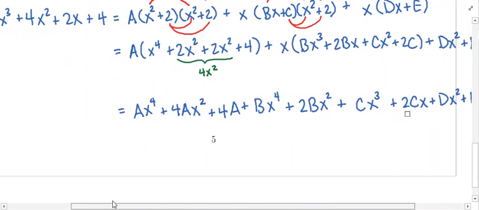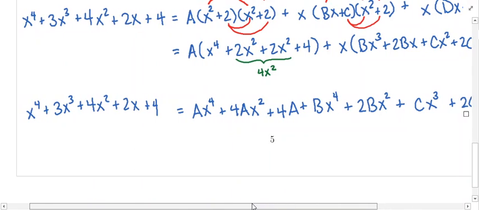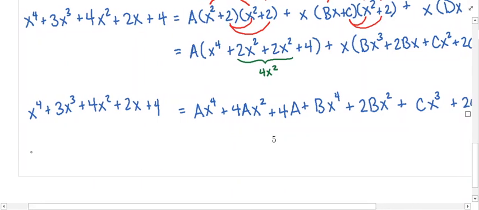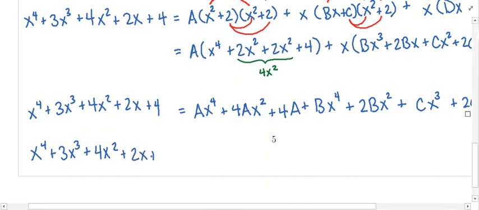All right, remember, this is all equal to x to the 4th plus 3x cubed plus 4x squared plus 2x plus 4. Okay, at this point, you can combine like terms. I'm just going to do it as I equate coefficients, I guess. Well, I'll do it this way. Let me write the left-hand side one more time. Just trying to make sure this is clear to you. All right, so plus 2x plus 4.